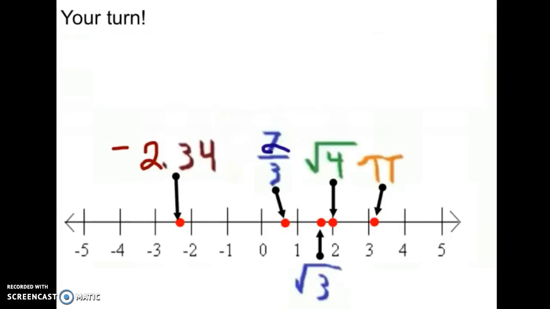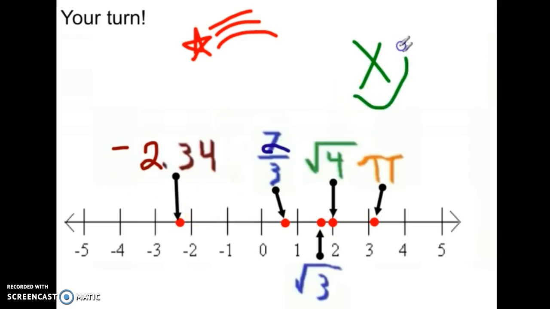Did you get your numbers graphed in this fashion? If you did, give yourself a shooting star. If you didn't, give yourself an X. Try and figure out where you went wrong with your particular number that you graphed incorrectly. If you figure out why it should go where it goes, put a circle around your X. If you did not figure out why it goes where it goes, put an X next to the value. So if you messed up on this one, for example, put an X next to your value so you'll know to ask about it tomorrow.